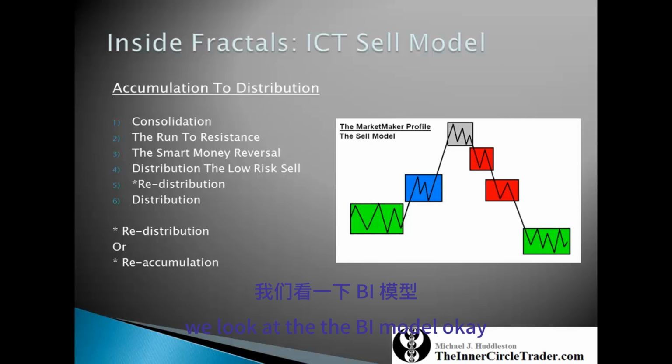We look at the buy model, okay, and I'm assuming you probably just watched that video. So if you're looking at this, you'll see this is pretty much the mirror image of what we disclosed in the buy model. The initial consolidation, okay, this is where orders are accumulated. And I know most of you will probably assume that this should say distribution to accumulation, and that's not the case.